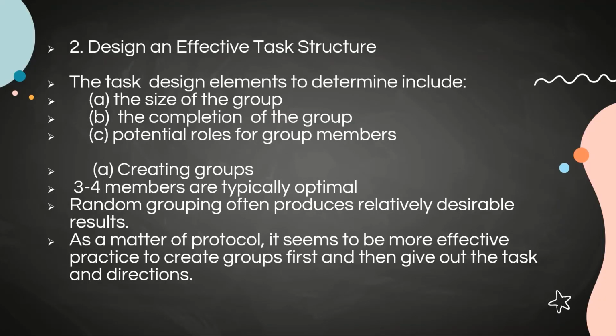Number two, design an effective task structure. The task design elements to determine include the size of the group, the composition of the group, and potential roles for group members. For creating groups, 3 or 4 members are typically optimal. Random grouping often produces relatively desirable results. As a matter of protocol, it seems to be more effective practice to create the group first and then give out the task and direction.